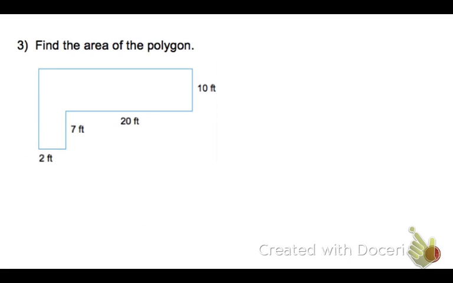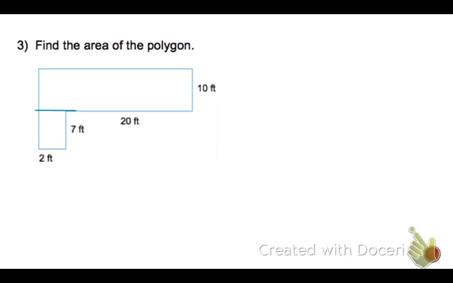And the last thing that you need to be able to do is look at what is called a composite figure. That's a figure that's made up of 2 or more figures stuck together, and then find the area of that polygon, that composite polygon. Now we found the perimeter of this by adding up all the sides. To find the area, we have to break this shape into 2 smaller shapes.